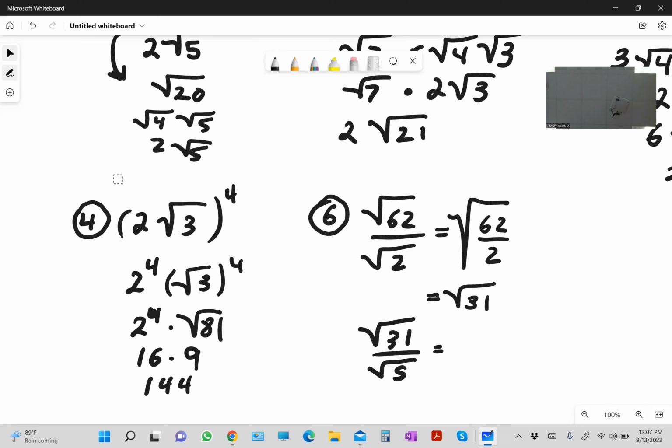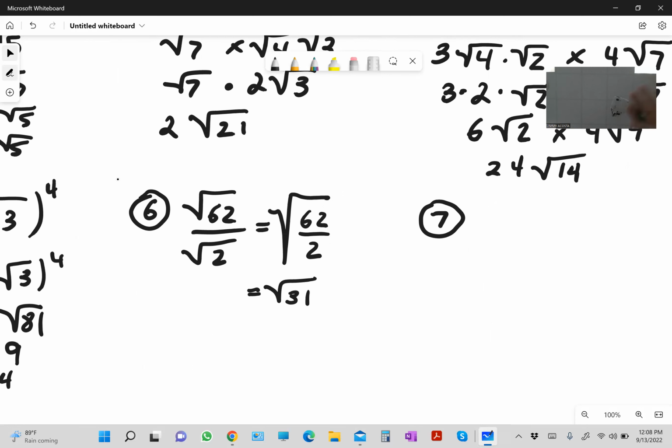Any other questions? Okay, so let's continue. So number 7. Oh yeah, you can't do anything with 6. So number 7, you got square root of 80 minus square root of 4.